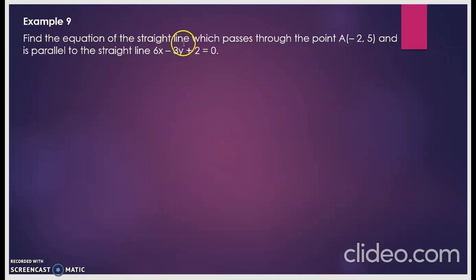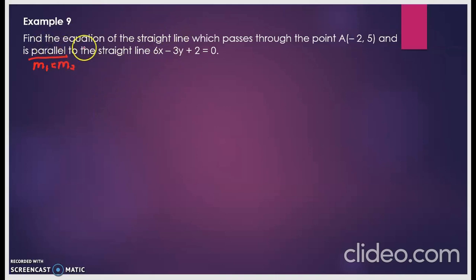Find the equation of the straight line which passes through the point A and is parallel. So first you have to notice that parallel means that we have the same gradient, m1 is equal to m2. So we can straightforward use the gradient of this line.